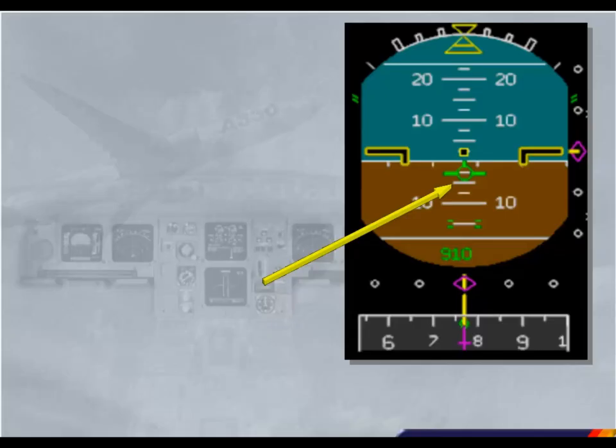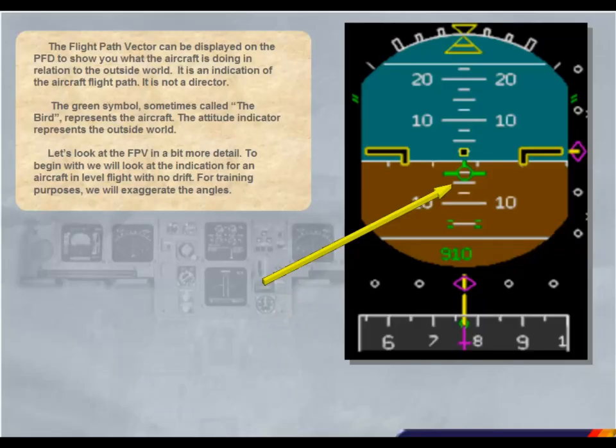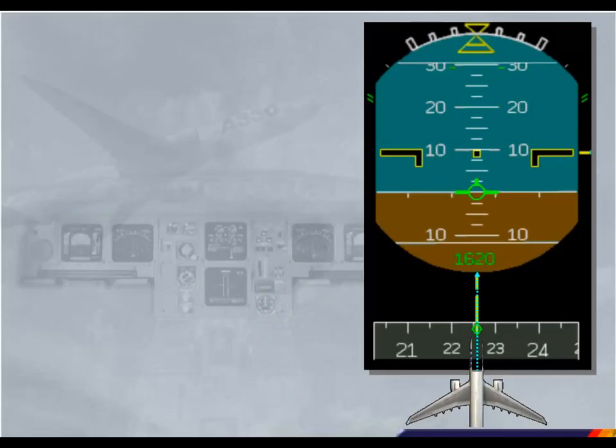To begin with, we will look at the indication for an aircraft in level flight with no drift. For training purposes, we will exaggerate the angles. The aircraft heading and track are the same, so the FPV and the track diamond are in line with the heading marker. These indications mean that the aircraft is not drifting.